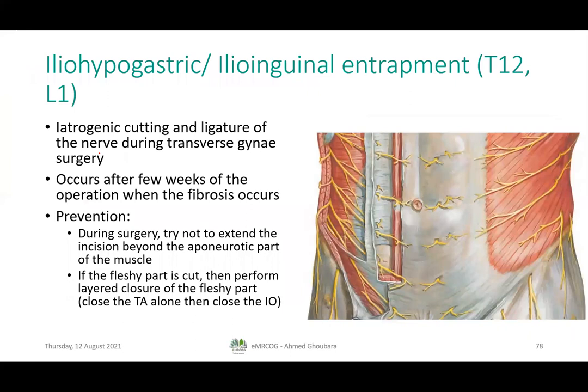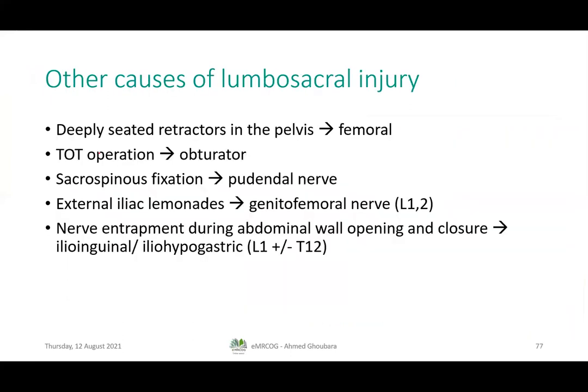So, other causes of lumbosacral injury. We know that the lumbosacral plexus gives rise to the femoral, sciatic, and other nerves. So deeply seated retractors, I'll show you what I mean in a minute, will lead to injury of the femoral nerve. The lady will come after the surgery complaining of inability to climb the stairs. Femoral nerve is the main nerve supply of the hip flexors and knee extensors. So with injury to this nerve, the lady won't be able to flex the hip, won't be able to climb the stairs.